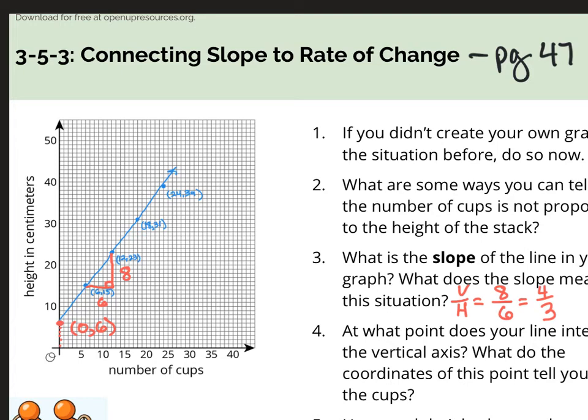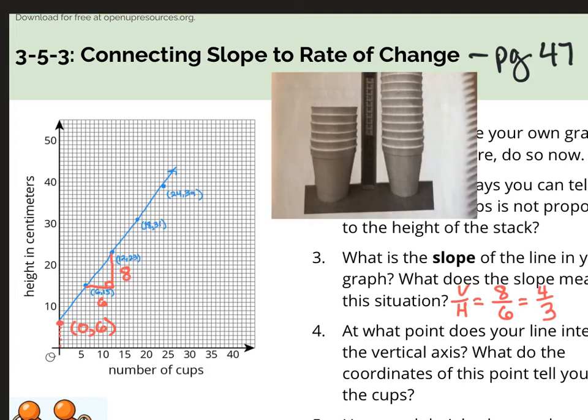So that's why it doesn't start with 0, 0. It starts at 0, 6. So notice this is our stack of cups that we were working with before. You can actually look at this on page 46. And if you look at it, the top of this cup is 6 centimeters. So if we put down 1 cup, we're automatically going to have 6 centimeters.